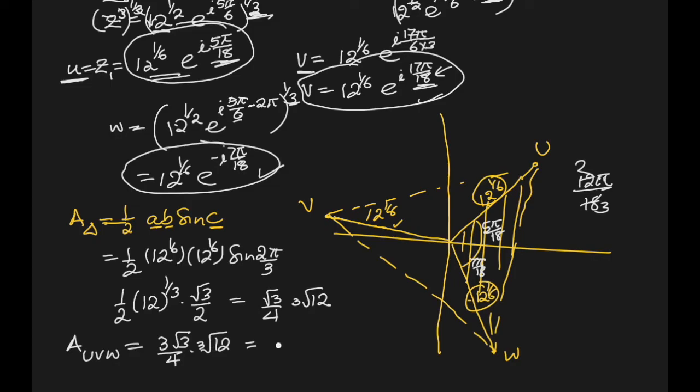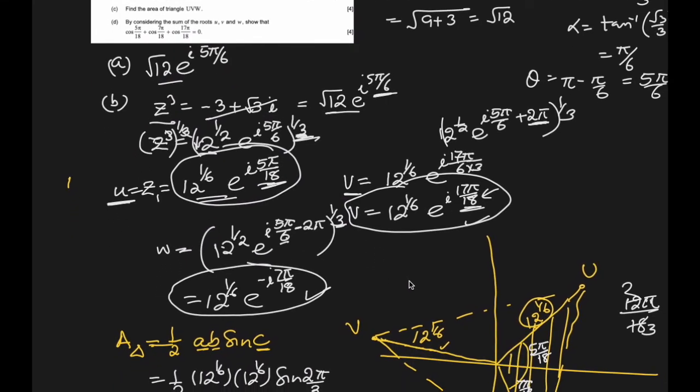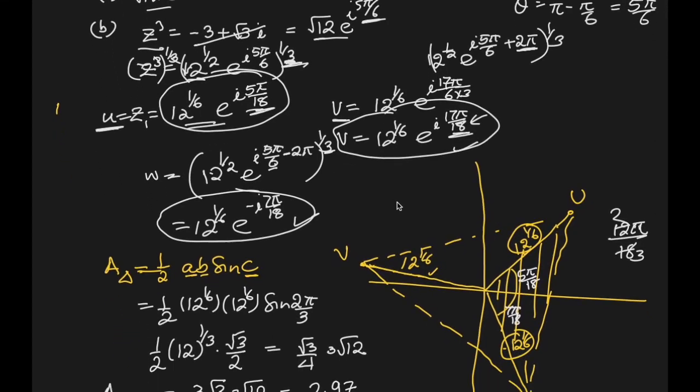And when I use my calculator, I get 2.97. Okay, let's see what is the next part. By considering the sum of the roots u, v and w, show that this is equal to 0. Yes, they are exactly what we got. So we'll just do it and see if it is correct.